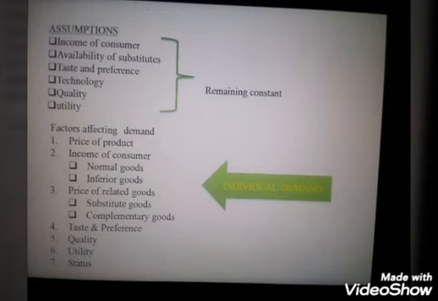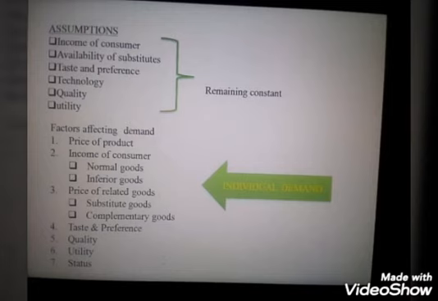Next is inferior goods. Inferior goods are those goods for which, when the income of the consumer increases, the demand will decrease and vice versa. That means there is an inverse relationship.